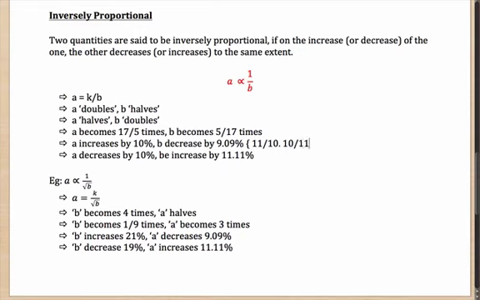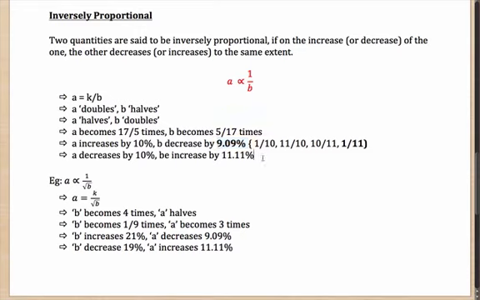And if B is becoming 10 by 11 of the original, what does that mean? It means that it has fallen. And how much has it fallen by? It has fallen by 1 by 11, and 1 by 11 is what percentage? 1 by 11 is 9.09%.